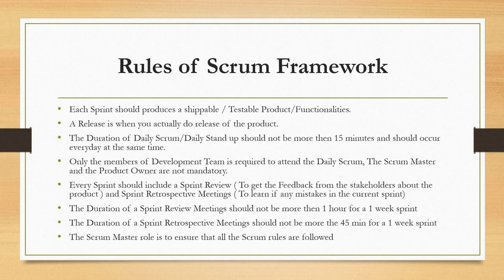The duration of a sprint review meeting should not be more than 1 hour for a 1 week sprint. So if it is a 2 week sprint, then the duration of the sprint review meeting should not be more than 2 hours. The duration of a sprint retrospective meeting should not be more than 45 minutes for a 1 week sprint.